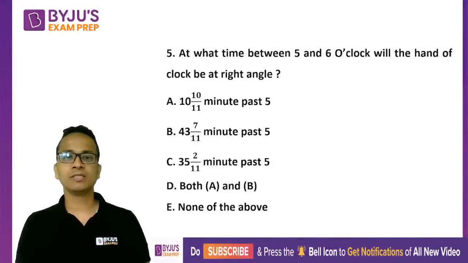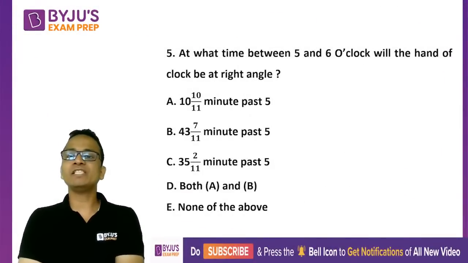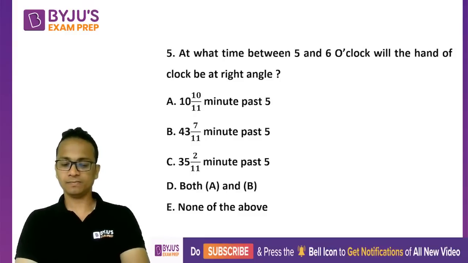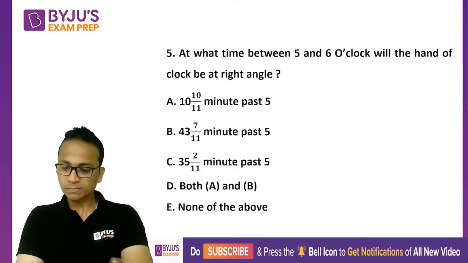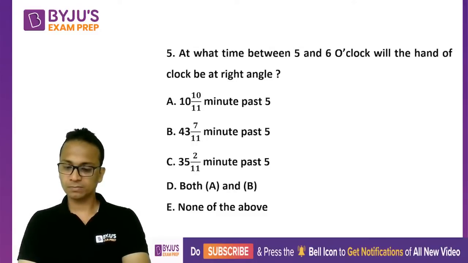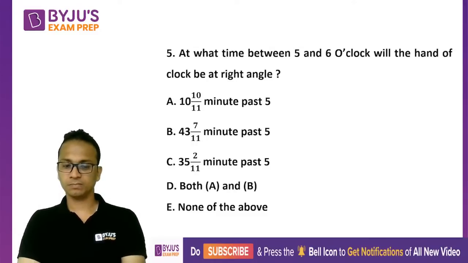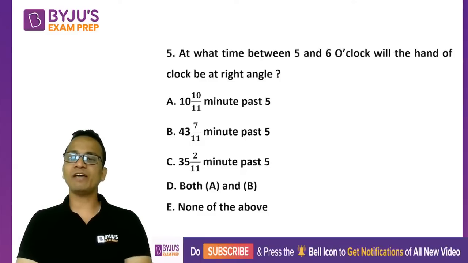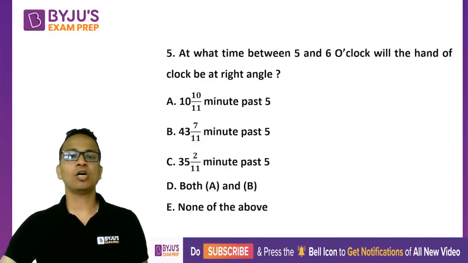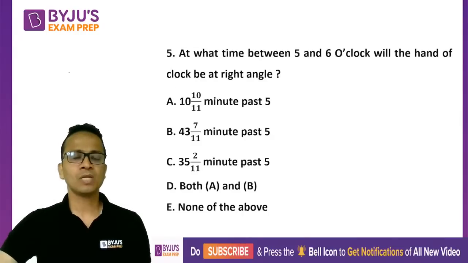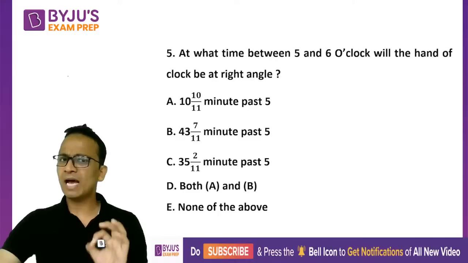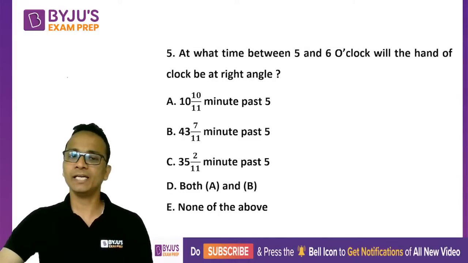Question number 5. At what time between 5 and 6 o'clock will the hands of the clock be at right angle? At what time between 5 and 6 o'clock will the hands of the clock be at right angle? Now we want to find out the time at which the angle will be 90 degrees.